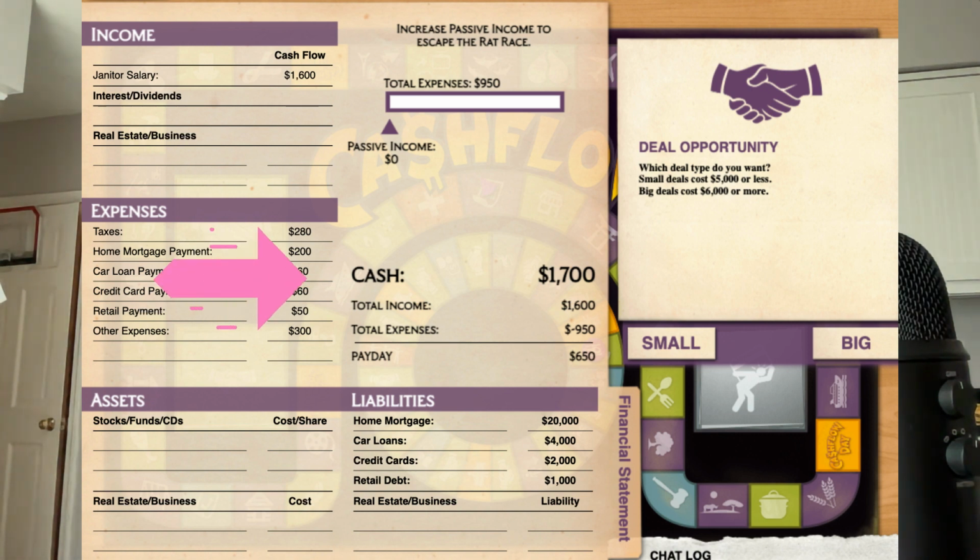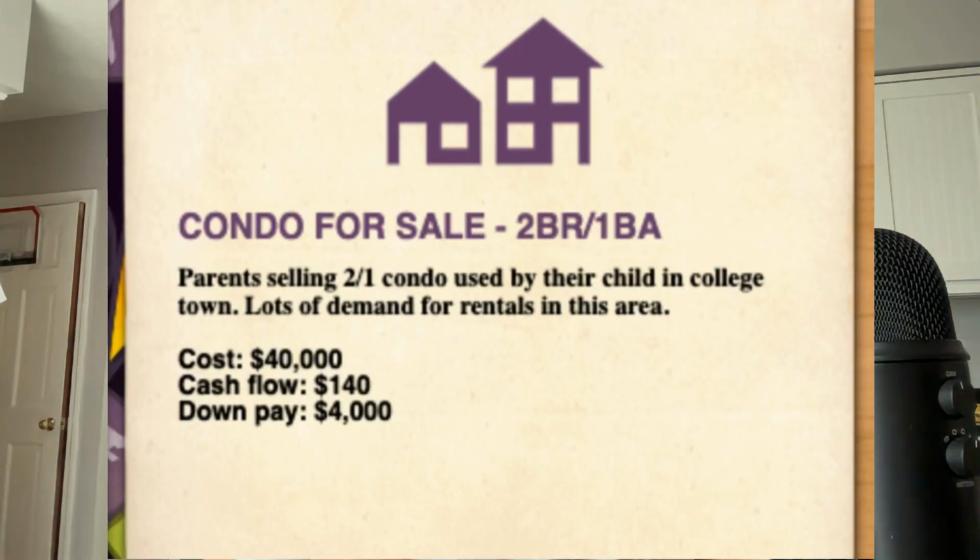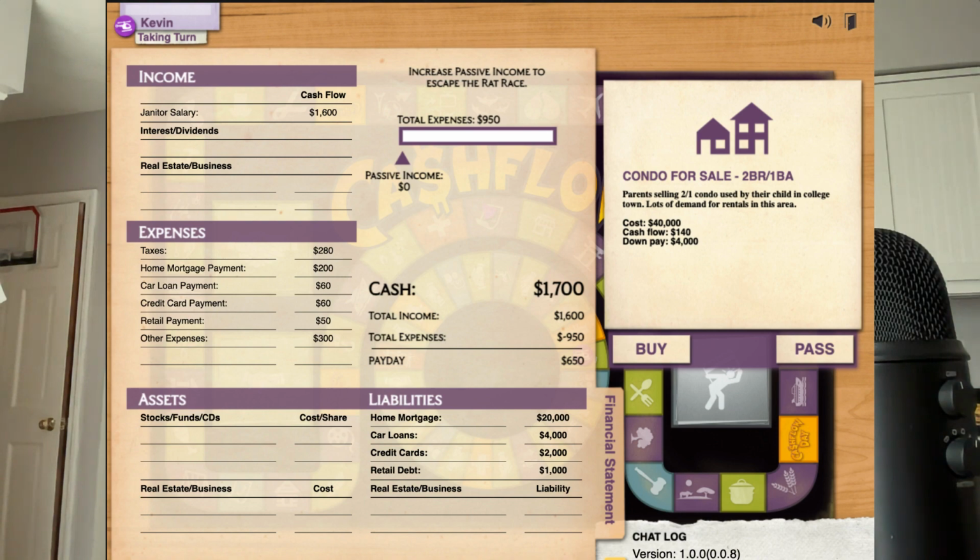Just my cash went from $400 up to $1,700. So here I have $1,700. My payday is only $650. Pay attention to those two numbers. I'm taking a small deal for a 2-1 condo. Now you can see I don't have enough cash to buy this. I'm going to have to take out a loan.